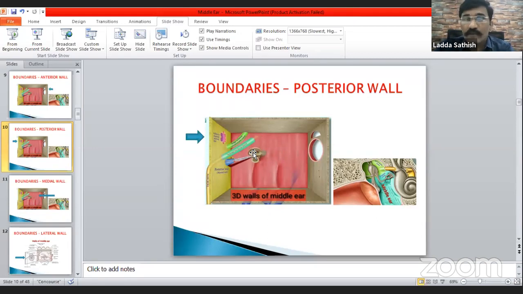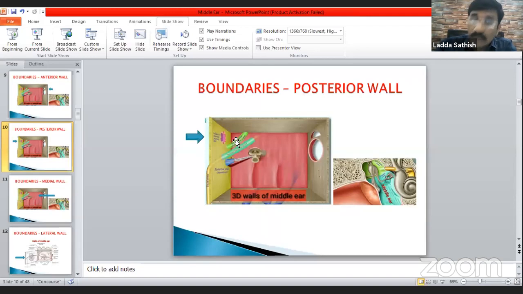Now, at a time, we are reading two topics simultaneously. We are talking about the middle ear, but naturally we are getting the knowledge of the facial nerve. Are you getting it? If I am observing the figure, I can say that the facial nerve is coming from the medial wall and it is going to the posterior wall of the middle ear.